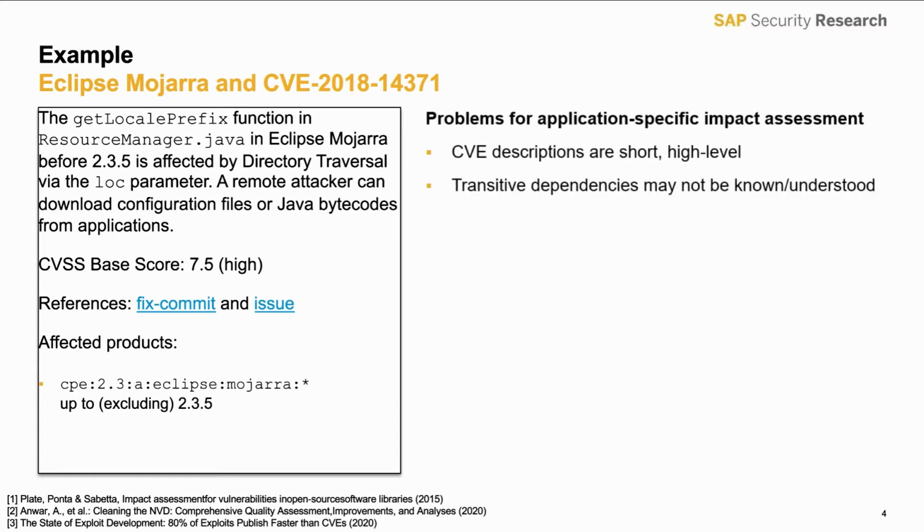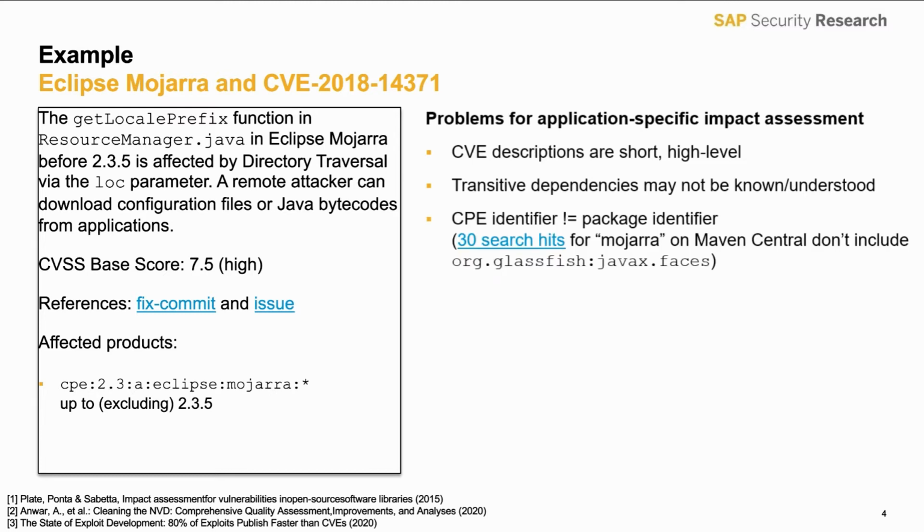Second, this might impact a dependency that is a transitive dependency. Now, not only transitive dependencies are a bit difficult for developers to understand because they might be resolved in very sophisticated ways, but also it's virtually impossible for anyone to know the names of all the functions in all of these dependencies. Third is a problem of naming and also granularity. CVEs are assigned to CPEs, so to products, so to large projects as a whole, for example, Mojarra in this case. But developers typically import in their project packages.